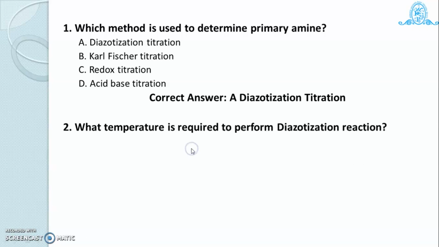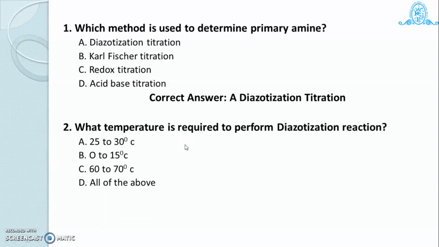Second question: what temperature is required to perform diazotization titration or reaction? First option 25 to 30 degrees Celsius, second option 0 to 15 degrees Celsius, third option 60 to 70 degrees Celsius, and fourth, all of the above. The correct answer is 0 to 15 degrees Celsius.